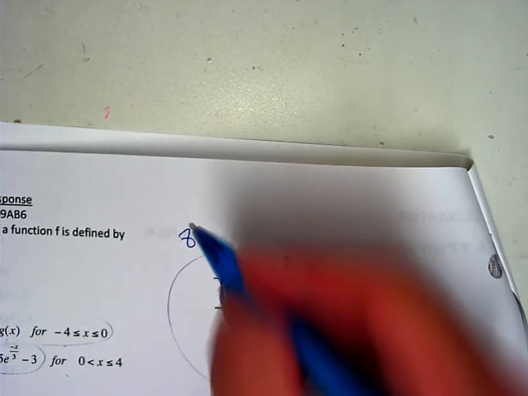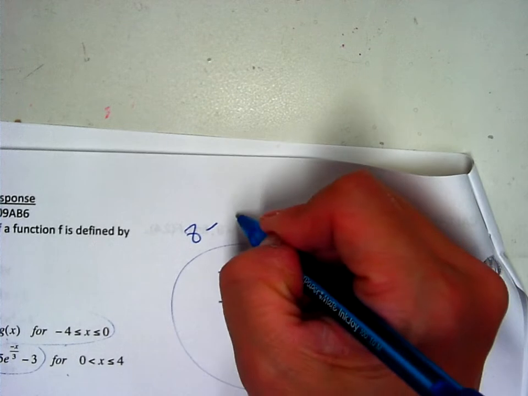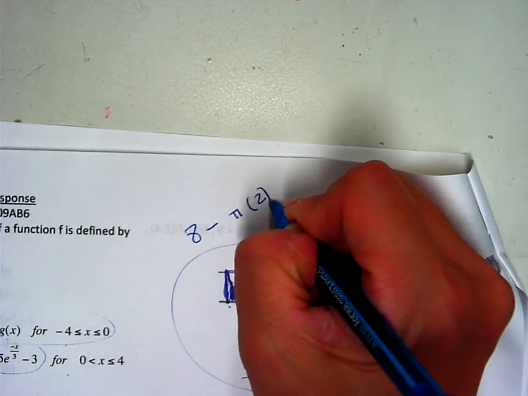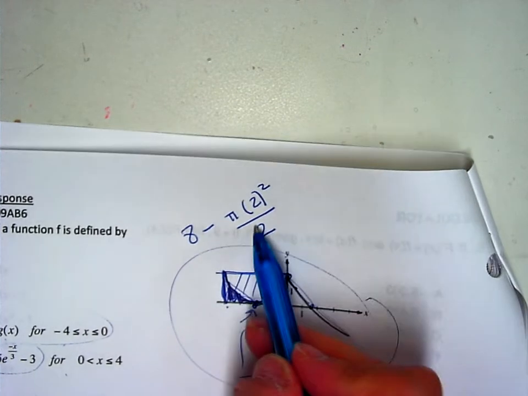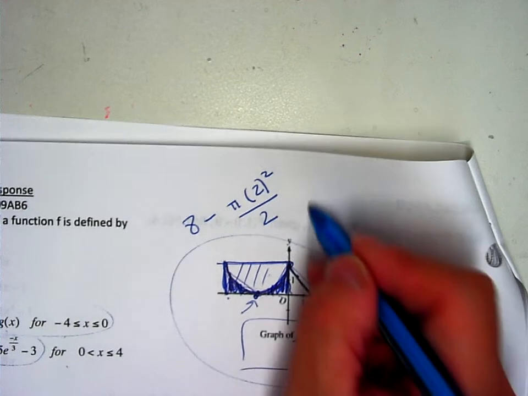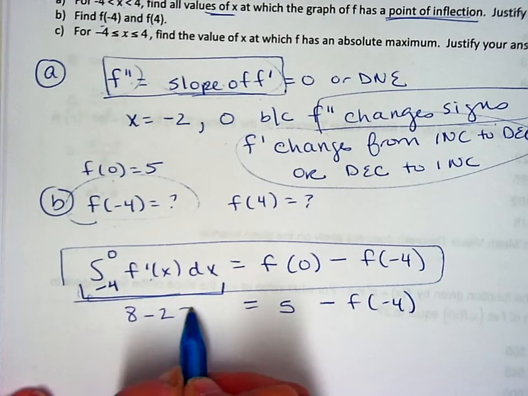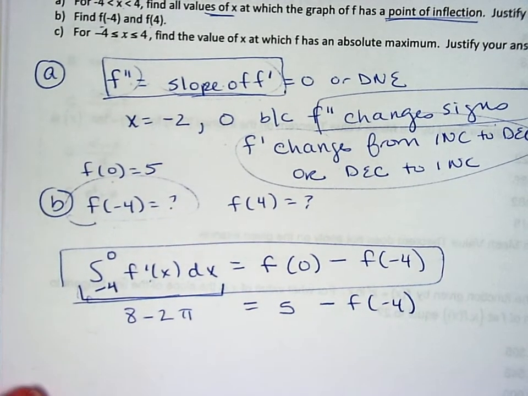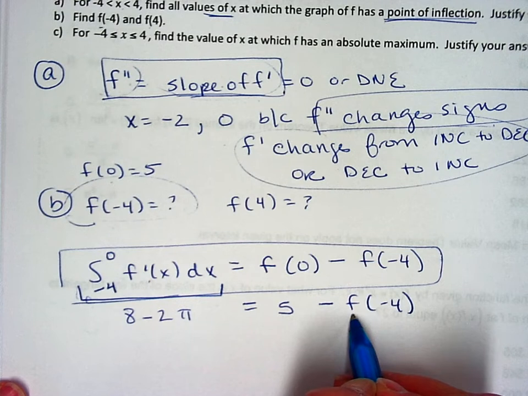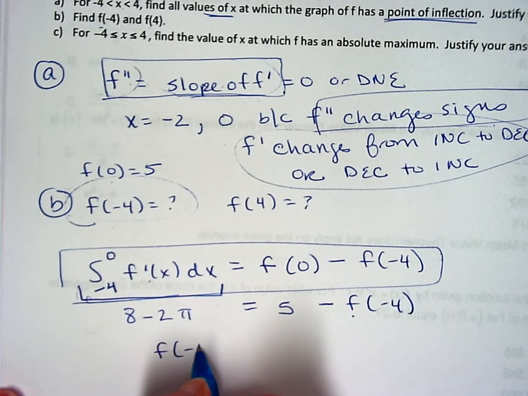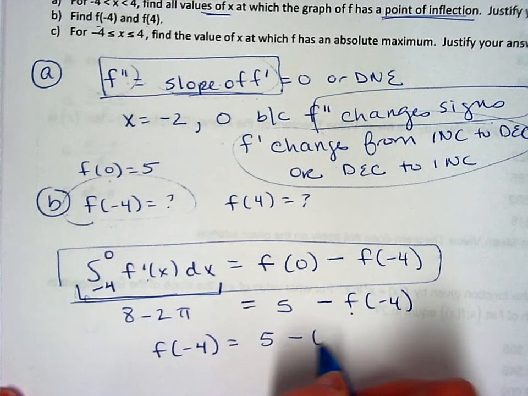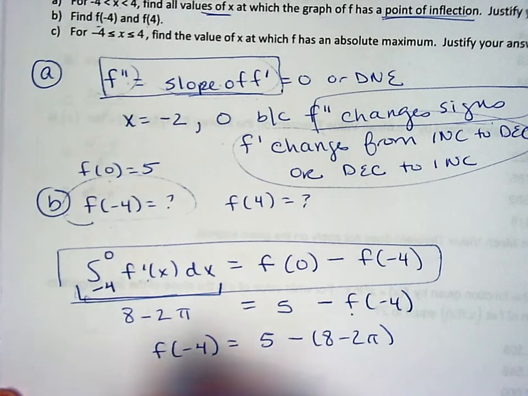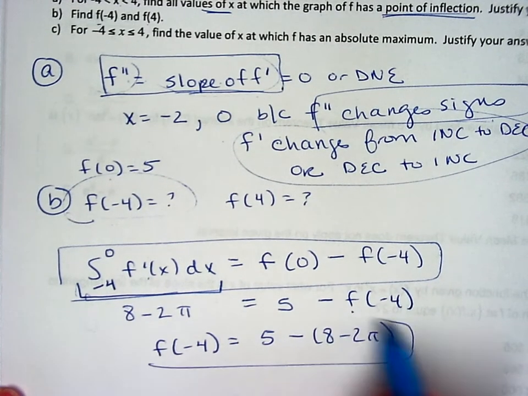The area of that semicircle is pi r squared divided by 2. So this is going to be 2 pi. So that is this piece right here, which is 8 minus 2 pi. Once I have this set up, I can solve for f of negative 4. So f of negative 4 is really 5 minus all of this. And again, you can leave it like this. It does not need to be simplified.